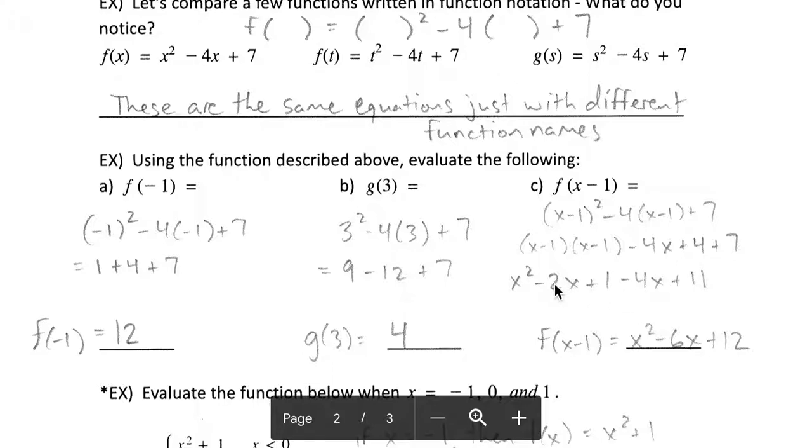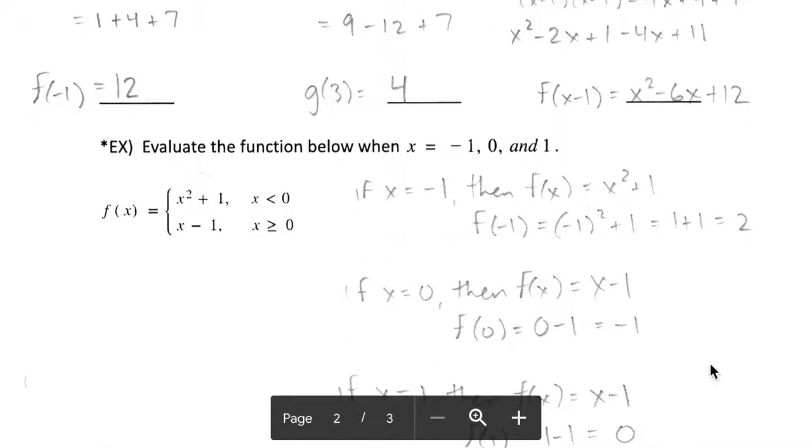The last step, combine your x terms here, -2x and -4x. That gives us -6x. And the 1 and the 11 are going to combine to give us that 12. So we're bringing everything down. We got our x squared, our -6x there, and the 12. Always rewrite polynomials in order of their exponents, highest to lowest.